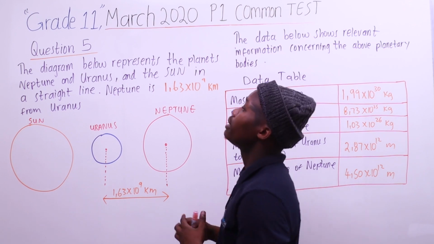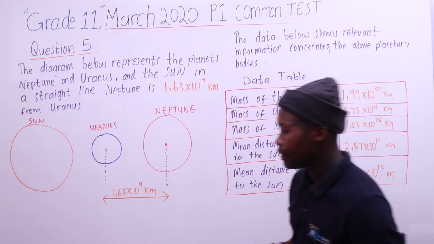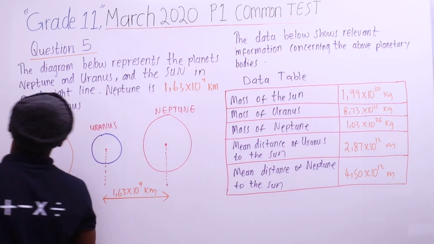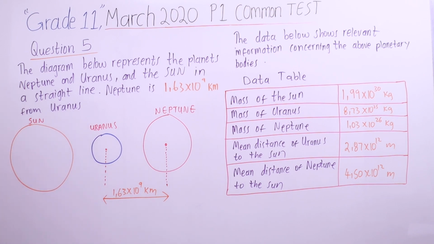Alright, so now we are on question 5, which is the last question on the paper. It says the diagram below represents the planets Neptune, Uranus and the Sun.